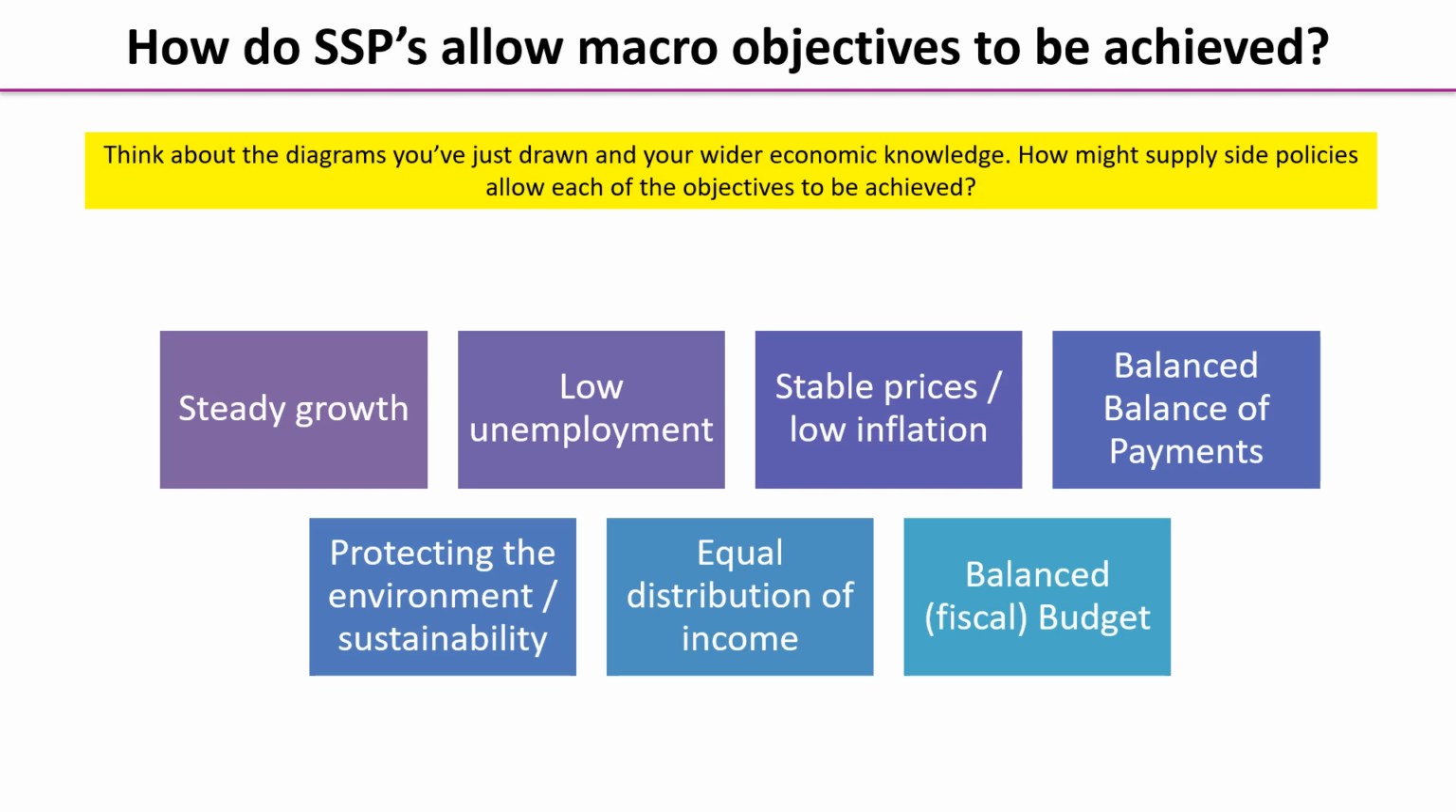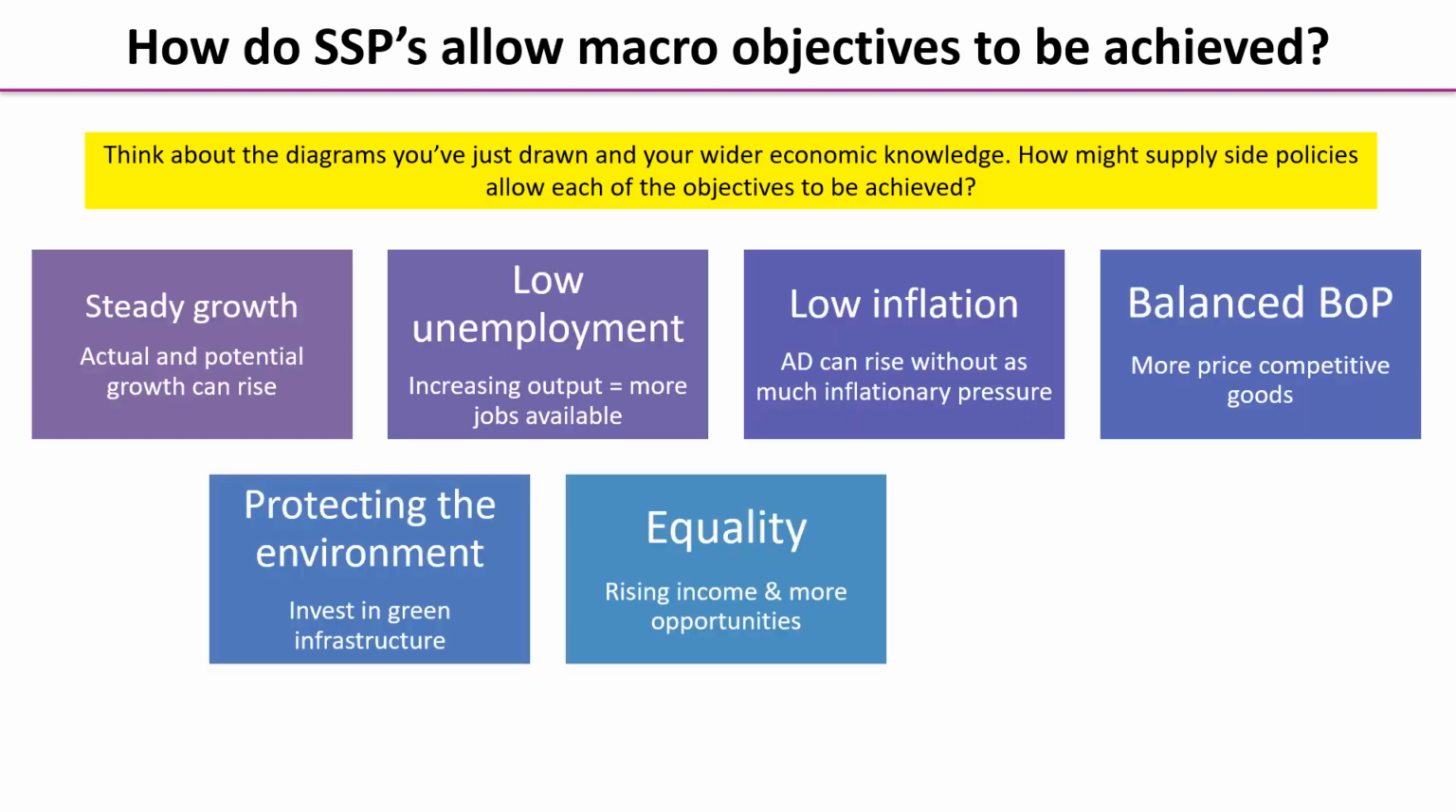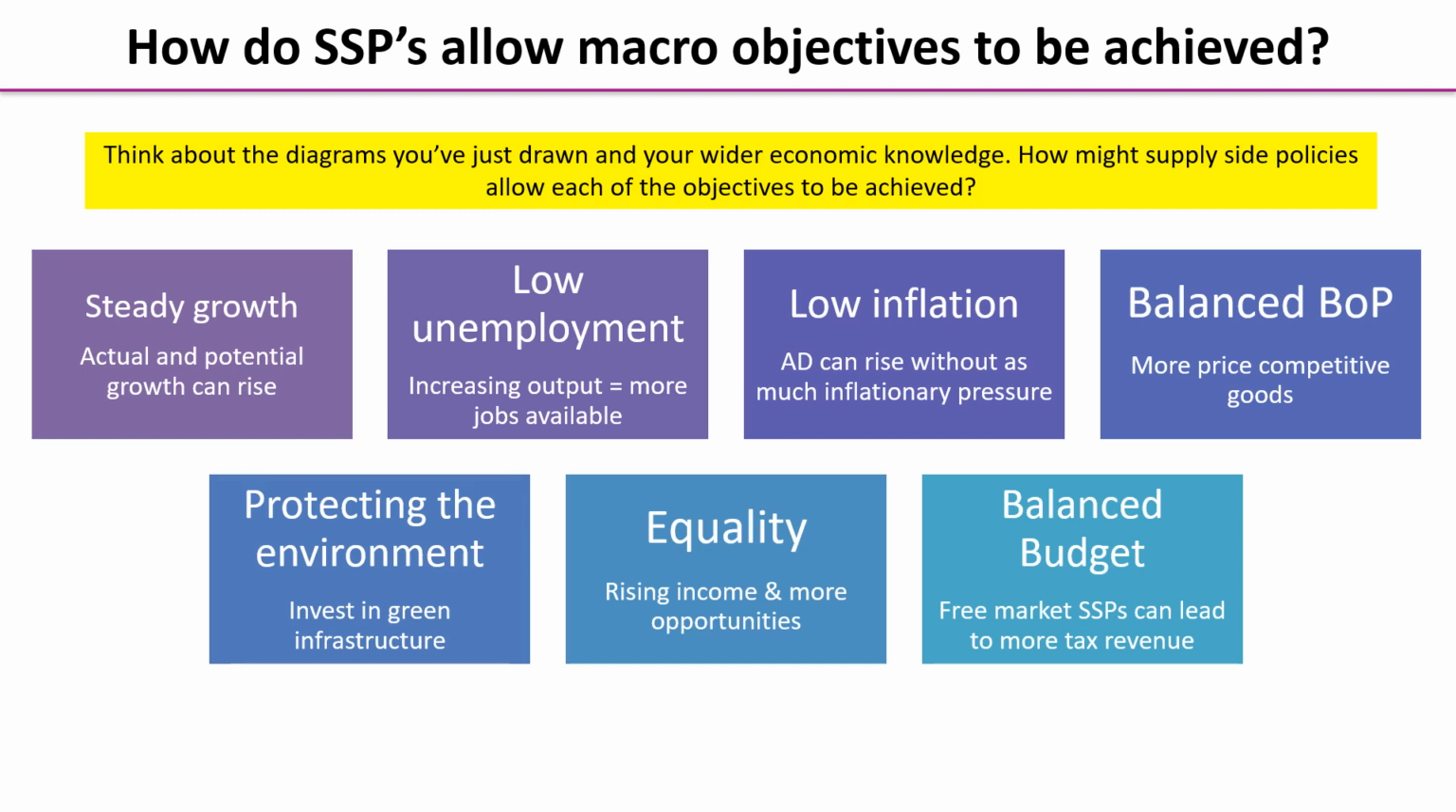Okay, so our last task here, you might want to think about these objectives and what we've said about supply side policy today, to think about the diagrams that you might be able to use to illustrate how supply side policies helps you achieve each of these objectives. So I don't have time to talk about all of these. I'm just going to pick up a couple.